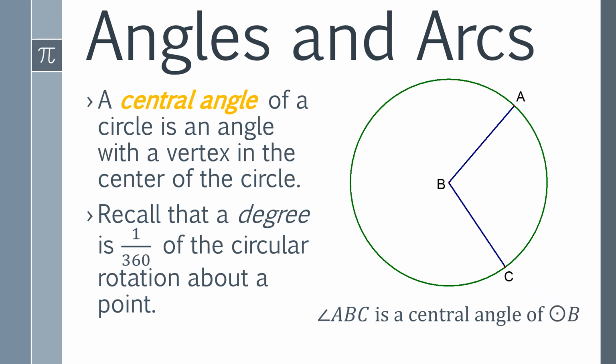Okay, angles and arcs. A central angle of a circle is an angle with a vertex in the center of the circle. Now recall that a degree is 1/360th of the circular rotation about a point. So here in this picture, we have this angle ABC, and it's a central angle of circle B because B has the vertex of the angle, but it's also the center of the circle.